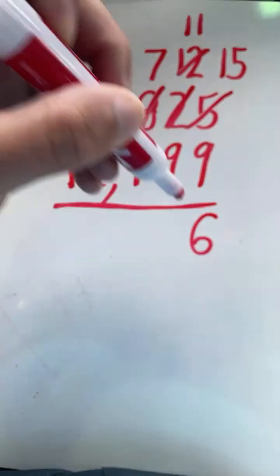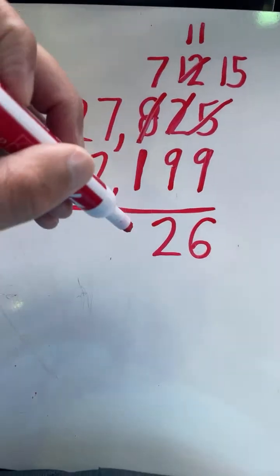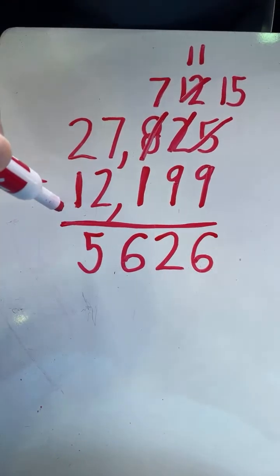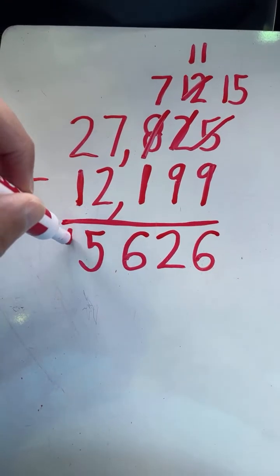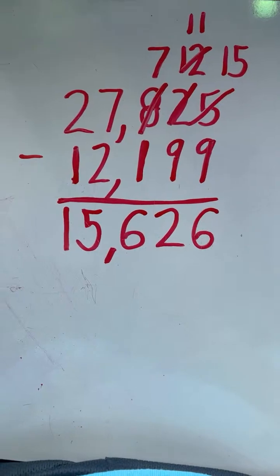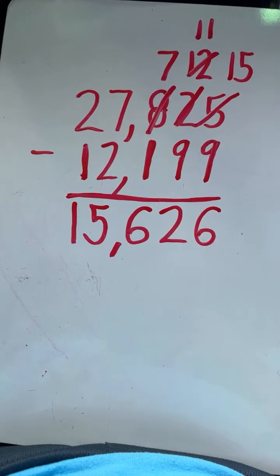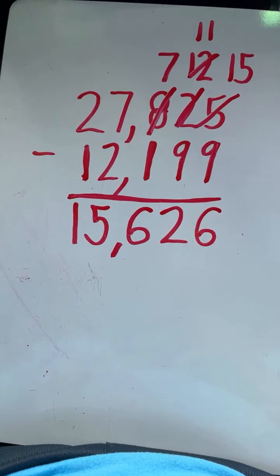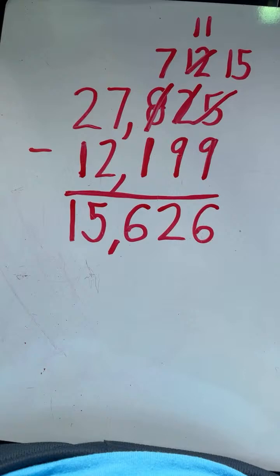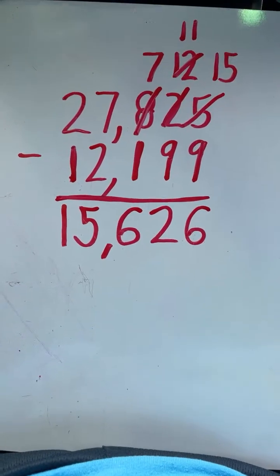15 minus 9 equals 6. 11 minus 9 equals 2. 7 minus 1 equals 6. 7 minus 2 equals 5. 2 minus 1 equals 1. And we have our final answer. 27,825 minus 12,199 equals 15,626. All right, moving on to the final example problem of the video.